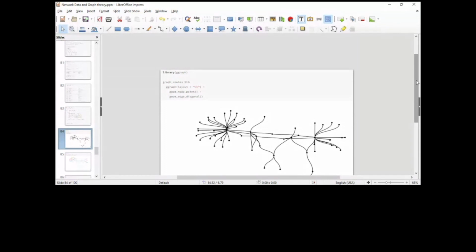If you look at the graph, you can already see a centrality here. This is a very powerful node. You can see a betweenness. You can see a closeness here.